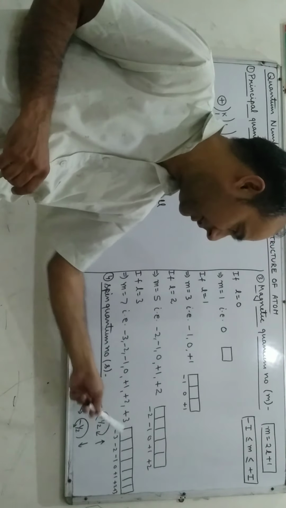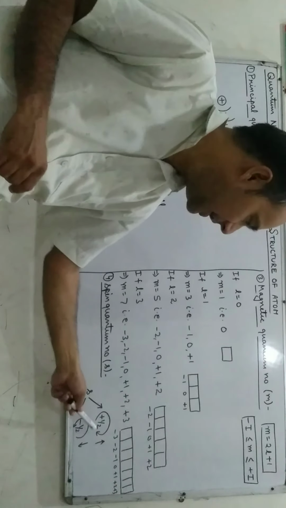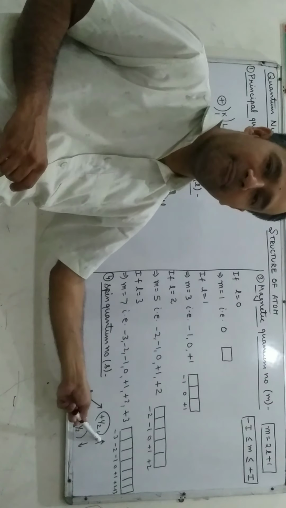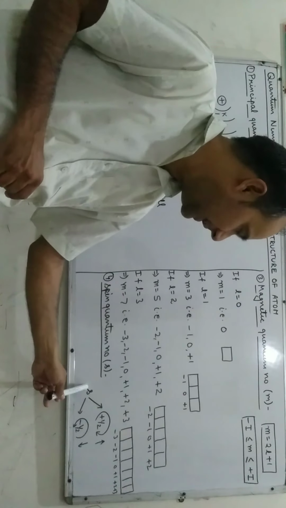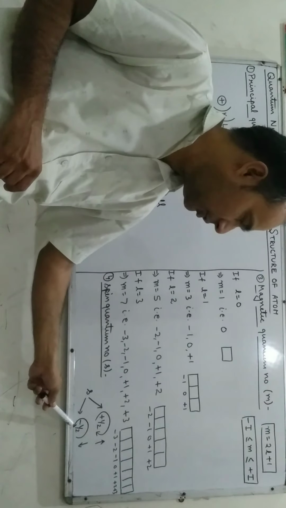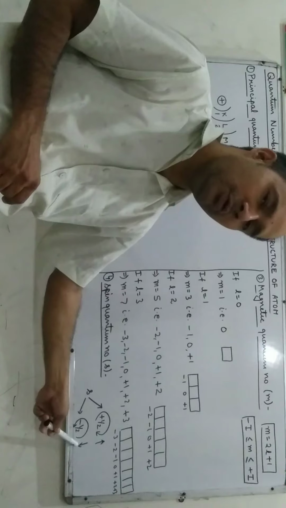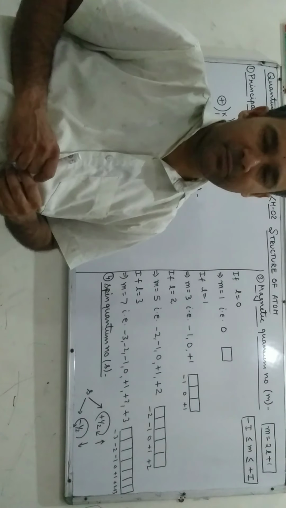Plus half indicates clockwise direction: the electrons are moving in the clockwise direction, and it is represented by an upward arrow called spin up. The other value of s is minus half. It indicates the electrons are revolving in the anti-clockwise direction, and it is represented by a downward arrow called spin down.